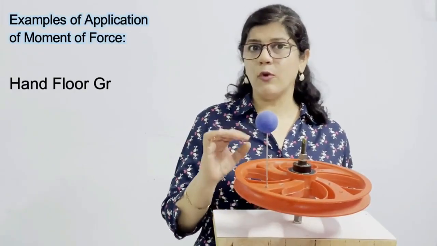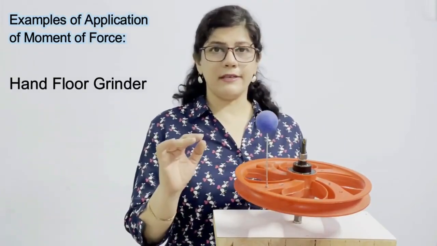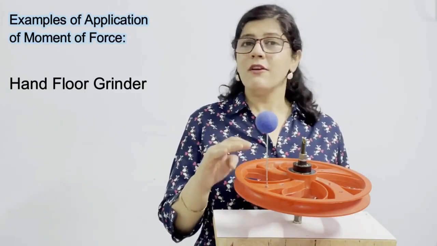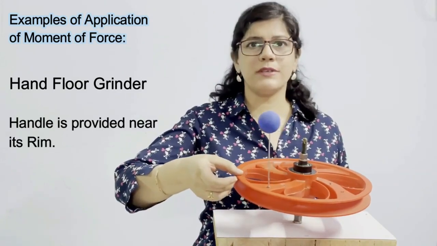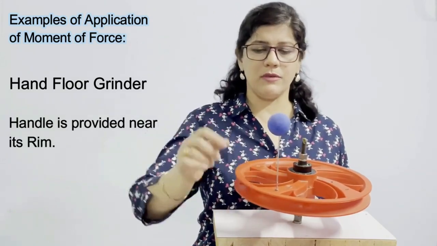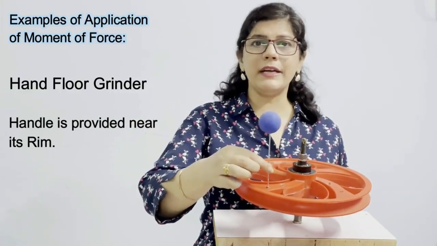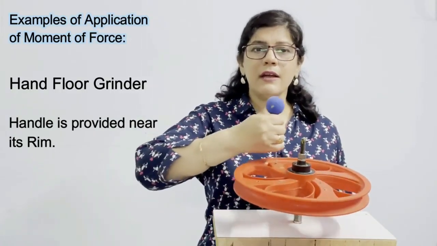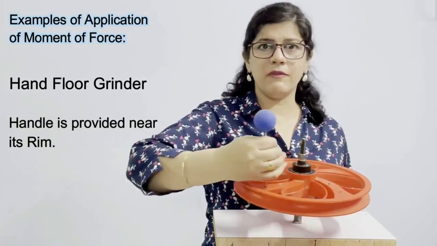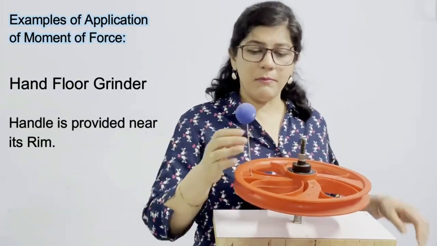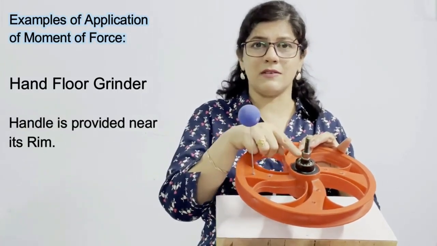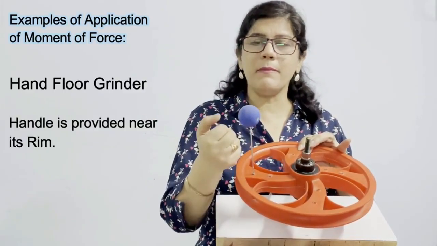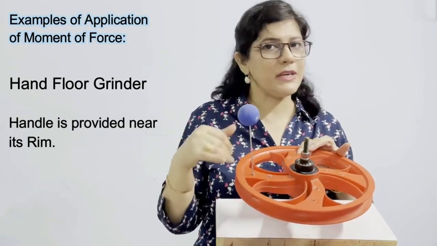We might have observed a hand floor grinder, or dadima ki aata ki chakki. In that, we have provided a handle near its rim. Rim is the outer portion of a circular body, at the outermost region. So this is the rim. The handle is provided near its rim so that we can rotate the hand floor grinder with our hand very easily, because the distance from the axis of rotation is the farthest, so less force will make this hand floor grinder move easily.